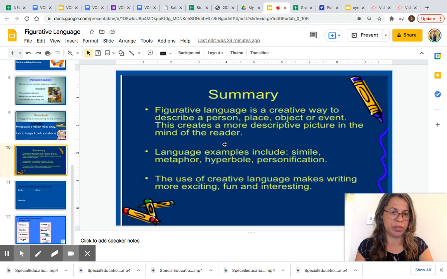So today we learned about figurative language. Figurative language is a creative way to describe a person, place, object, or event. This creates a more descriptive picture in the mind of the reader. Examples include simile, metaphor, hyperbole, and personification. The use of creative language makes writing more exciting, fun, and interesting.